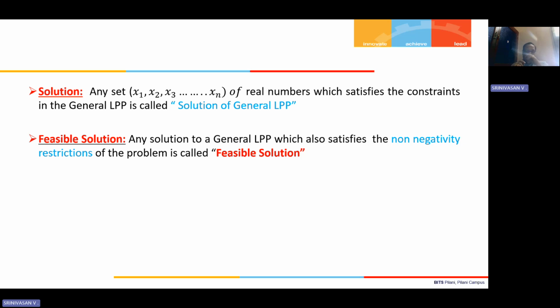Feasible solution. So of the solutions, that is the components of the vector, which one is called a feasible solution? Any solution to a general LPP which also satisfies the non-negativity restrictions of the problem is called a feasible solution. So what is the non-negativity? x1, x2, etc., xn, each one is greater than or equal to 0. So it should also satisfy the non-negativity restriction on the decision variables. Then it becomes a feasible solution.